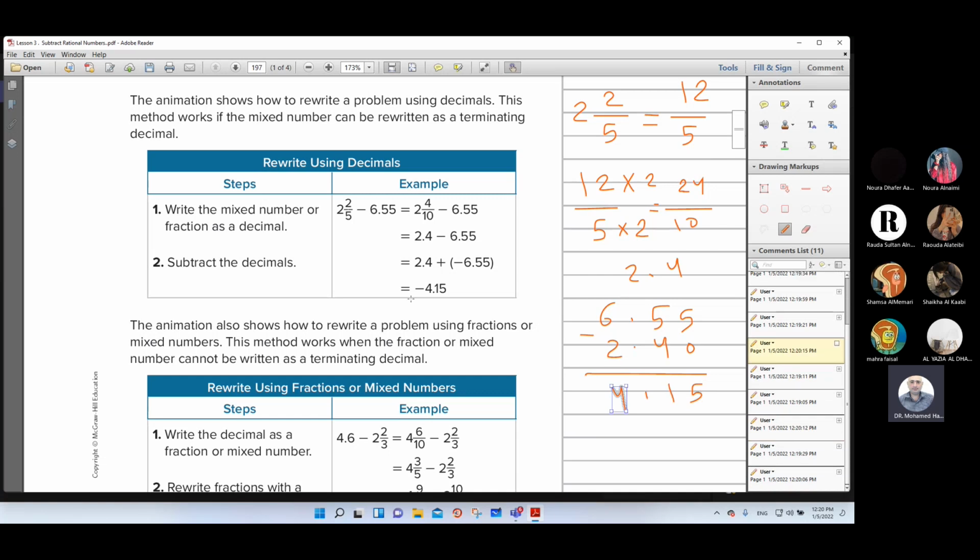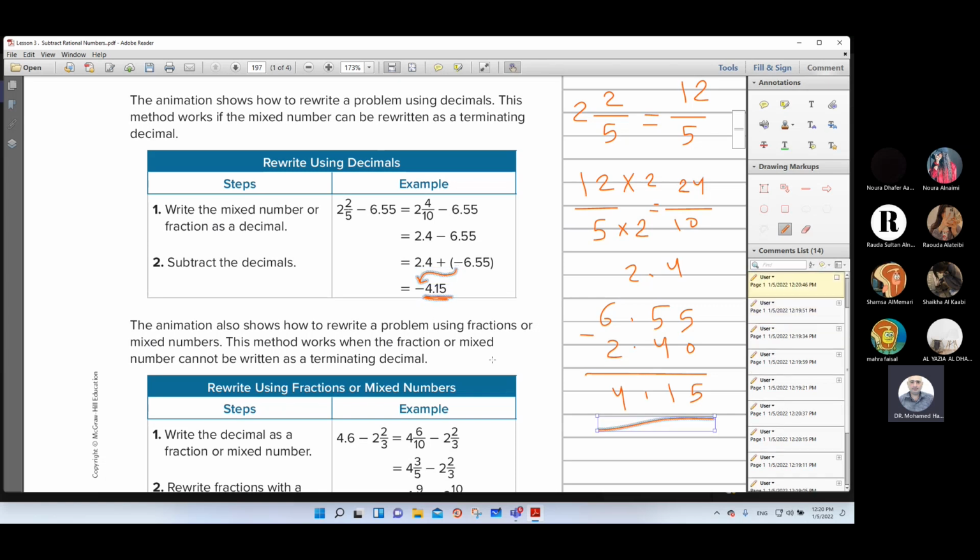So the answer will be negative. Why negative here? Because here you have positive, and here you have negative. And the rule when you want to add two integers that have different signs: take the sign of the bigger number in the absolute value. So the sign of the bigger number will be minus. So we will put here minus. And 6.55 minus 2.4 will be 4.15.